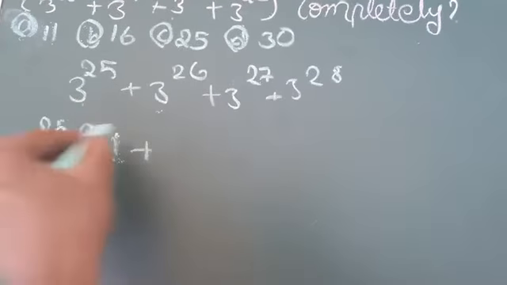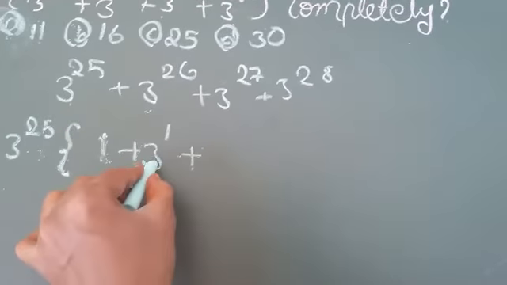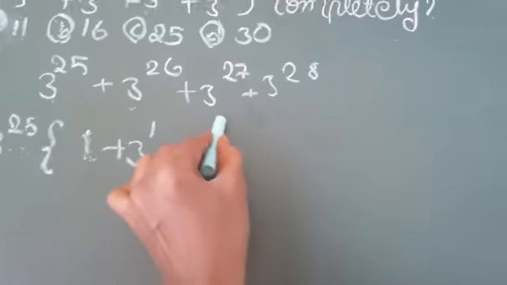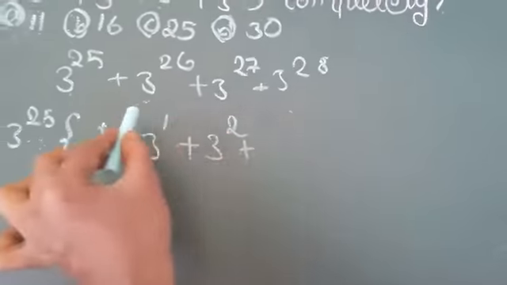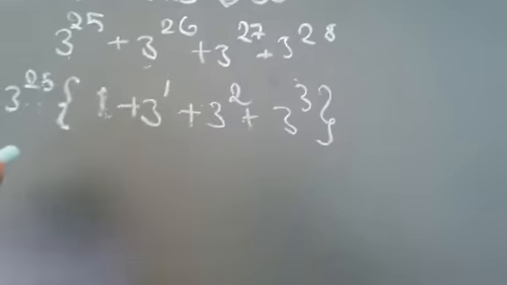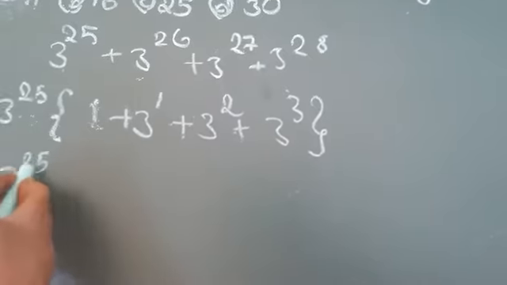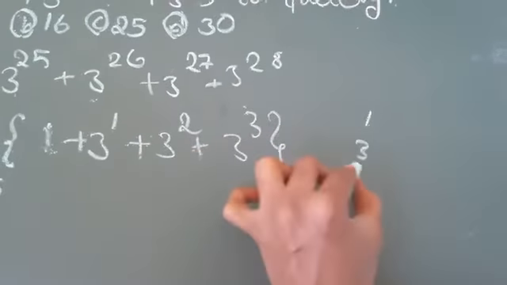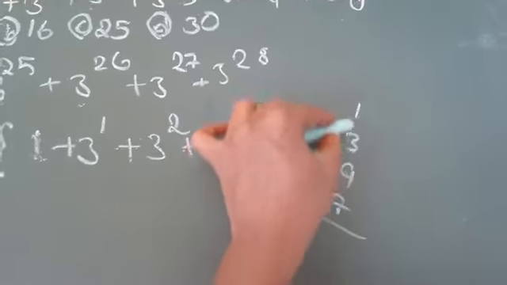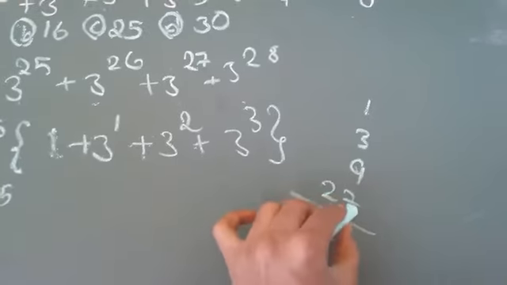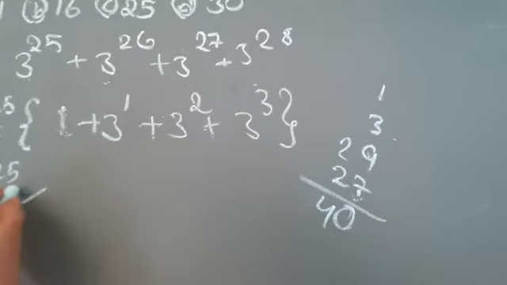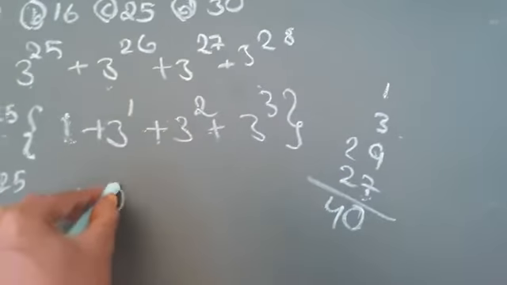If you take 3 power 25 as common, the remaining terms are: for the first term it will be 1, for 3 power 26 it becomes 3 power 1, for 3 power 27 the remaining term will be 3 square, and for 3 power 28 the remaining term is 3 power 3. Let us add these: 1, 3, 3 square is 9, 3 cube is 27. 9 plus 1 is 10, 10 plus 27 is 37, 37 plus 3 is 40. So we get 3 power 25 into 40.